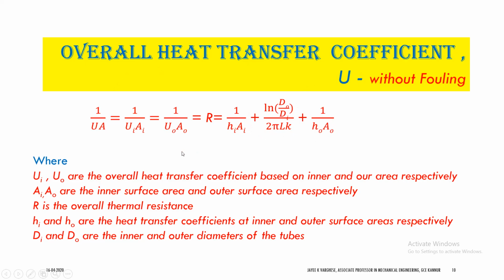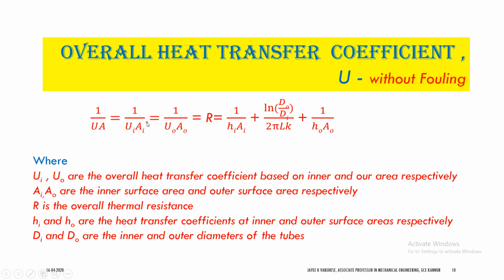So the overall heat transfer coefficient can be represented either by Ui or as U out, and the terms are explained here actually. The terms are not new. This is a case of calculation of overall heat transfer coefficient without fouling.